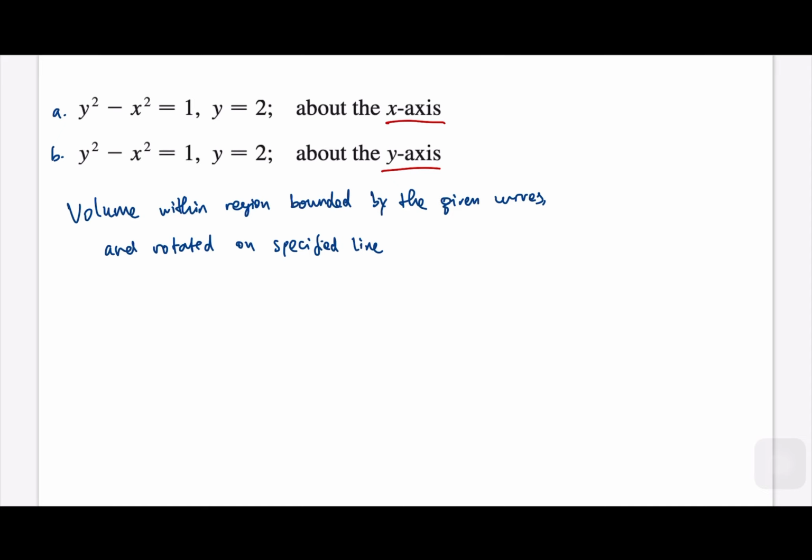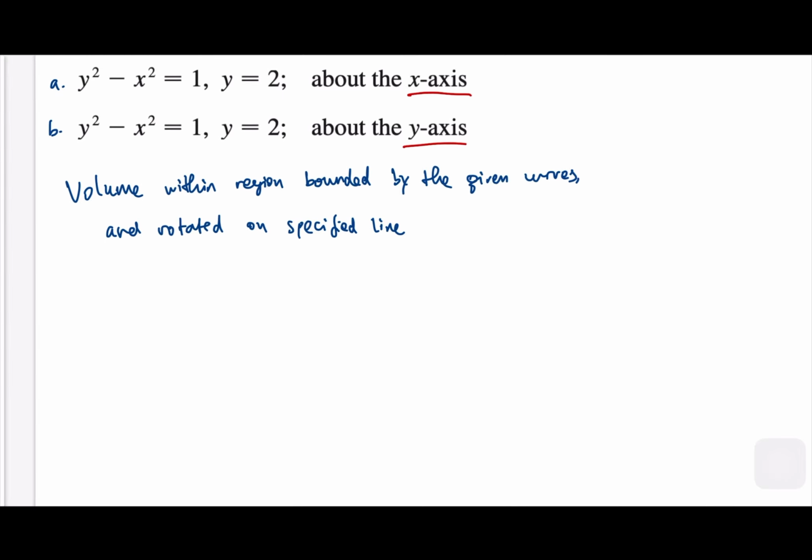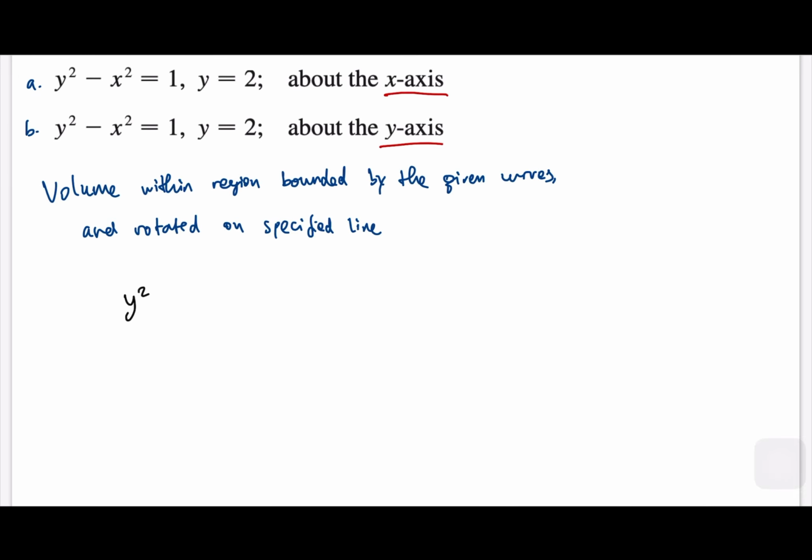Okay, so first, if we look at the functions or the equations, let's write down the equations. y squared minus x squared equals 1. Now what is this equation? If you remember, if we have x squared plus y squared equals some constant, like maybe 9, we call this the circle equation, right?